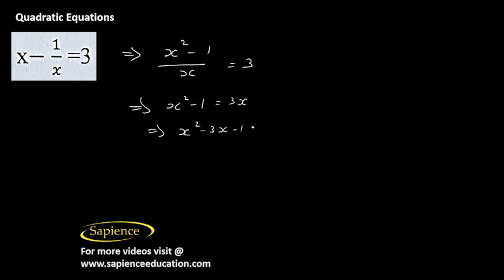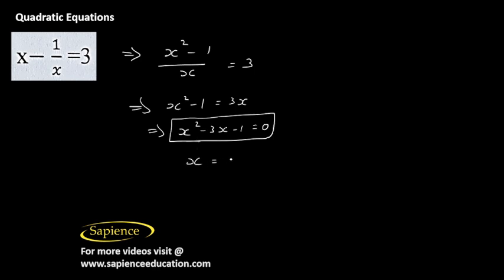Let's solve one more question. Again, first we should start by simplifying it to the general form. This equation can be written, by cross multiplication, as x square minus 1 by x equal to 3. Let's take the x to the right hand side. So x square minus 1 equal to 3x. Let's take 3x to left hand side. X square minus 3x minus 1 equal to 0. This is the equation. We can apply the quadratic formula in it.